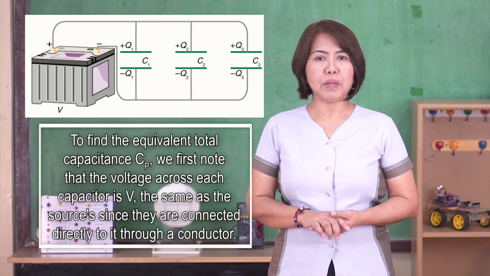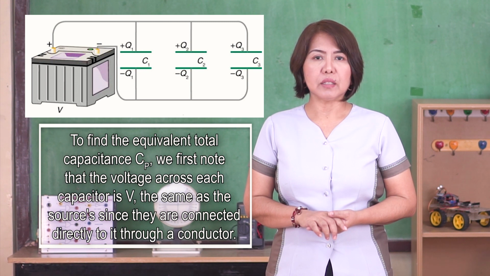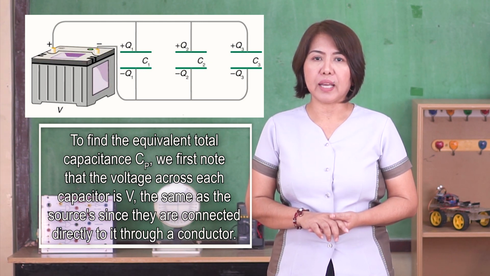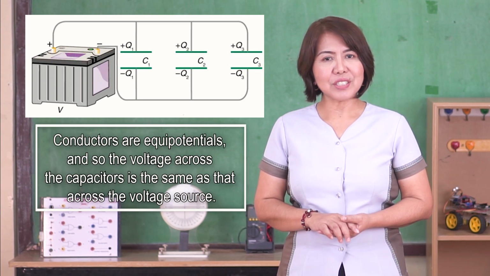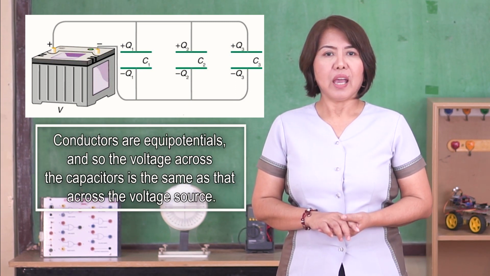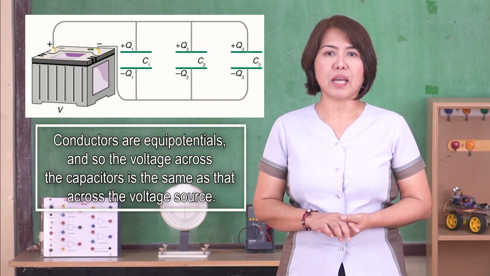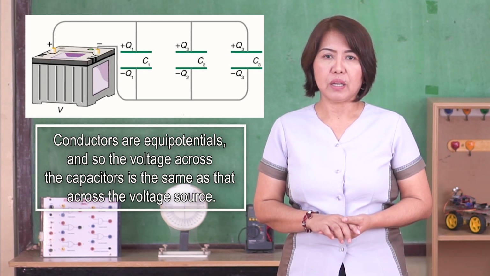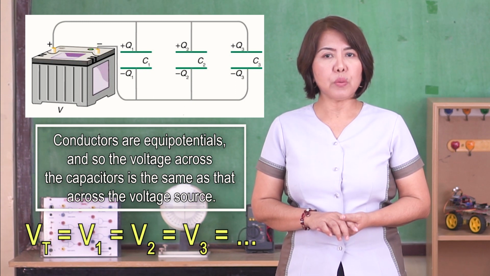To find the equivalent total capacitance C sub P, we first note that the voltage across each capacitor is V, the same as the source's, since they are connected directly to it through a conductor. Conductors are equipotentials, and so the voltage across the capacitors is the same as that across the voltage source. V sub T is equal to V sub 1 is equal to V sub 2 is equal to V sub 3.